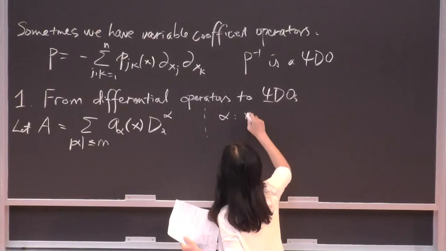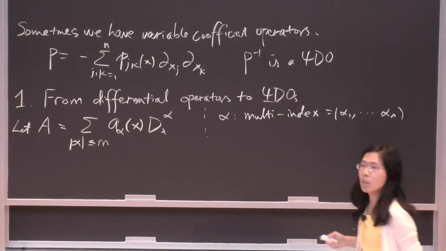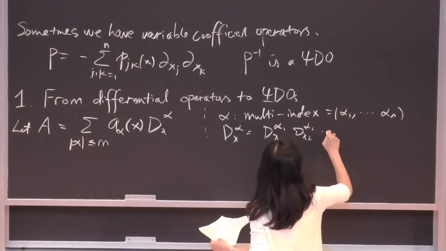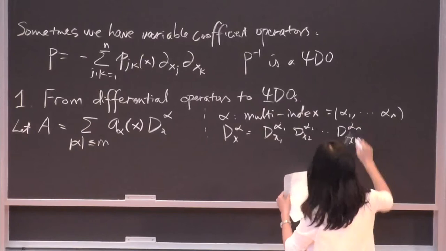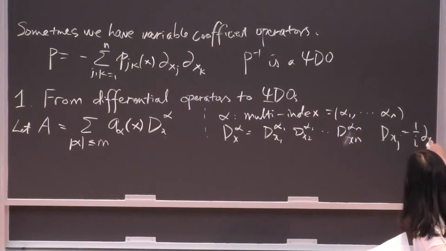So here alpha is a multi-index, meaning that it's really a vector given by alpha_1 up to alpha_n. And when I say this D_x^alpha, what I really mean here is D_{x1}^{alpha_1} D_{x2}^{alpha_2} up to D_{xn}^{alpha_n}. And here, another piece of convention: D_{xj}, in my case, it's not d by dx_j, it's 1 over i times d by dx_j. Okay, so that's going to be convenient.